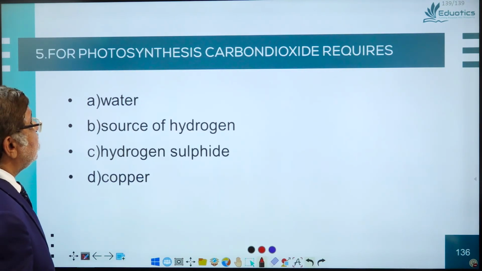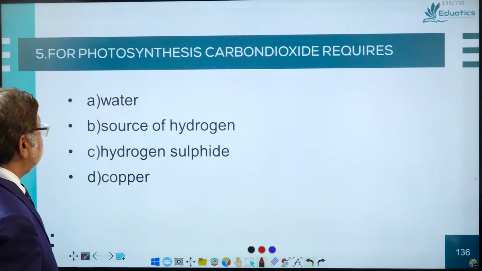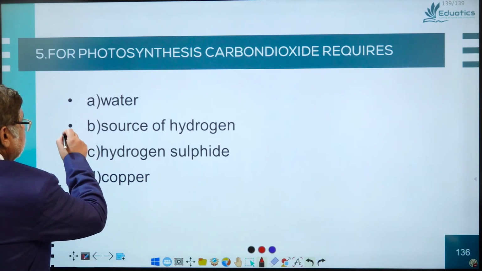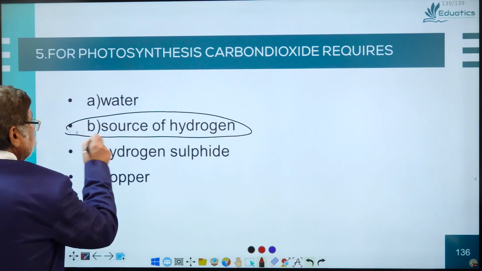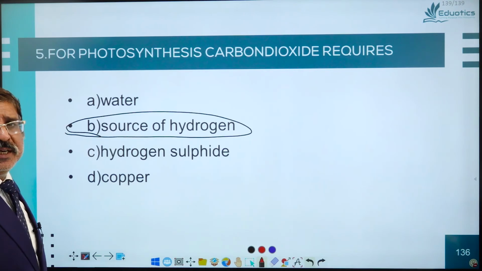For photosynthesis, carbon dioxide requires: water, source of hydrogen, hydrogen sulfide, copper. As I said, it is carbon dioxide reduction, so it requires a source of hydrogen only.